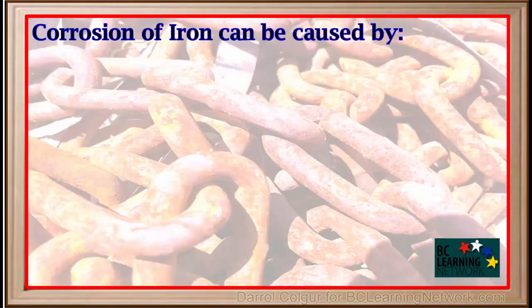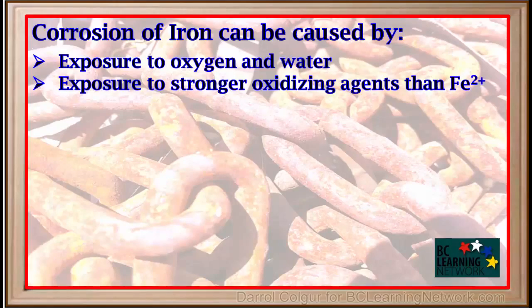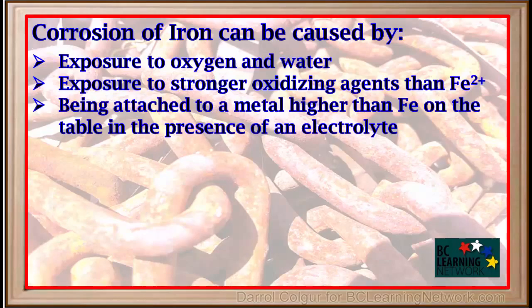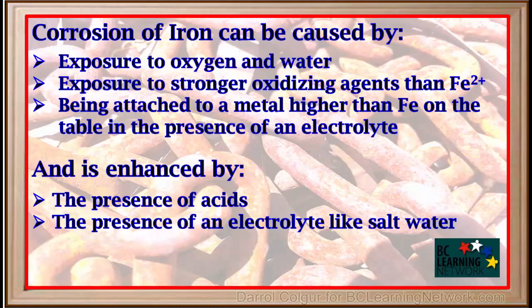To summarize, corrosion of iron can be caused by exposure to oxygen and water, exposure to stronger oxidizing agents than Fe2+. These are the species on the left side of the table above Fe2+. Or being attached to a metal higher than Fe on the table in the presence of an electrolyte. This is called galvanic corrosion. And corrosion is enhanced by the presence of acids, the presence of an electrolyte like salt water, and higher temperatures.